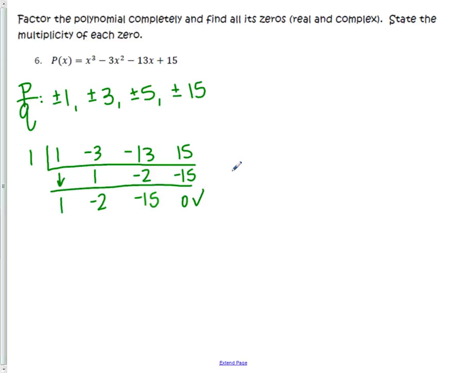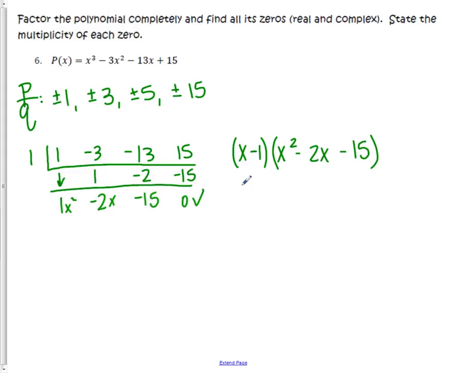So that worked out. So at this point, we know that our polynomial is x minus 1 times the quantity, since this was our remainder, here's our constant, our x, and our x squared. So this is x squared minus 2x minus 15. We have a quadratic, so we can check to see if it factors, or we can use the quadratic formula to find the remaining zeros.